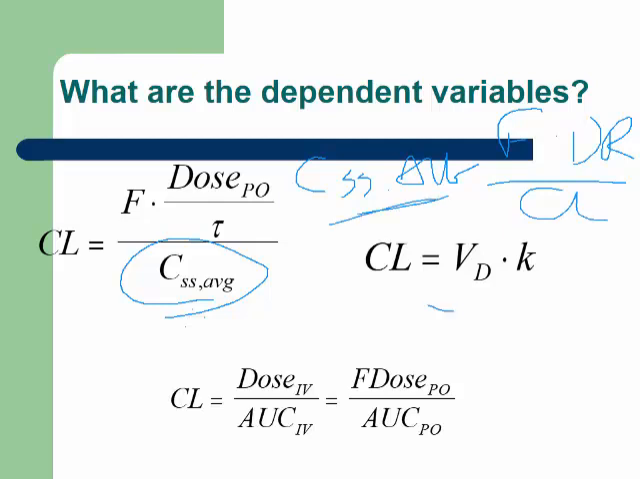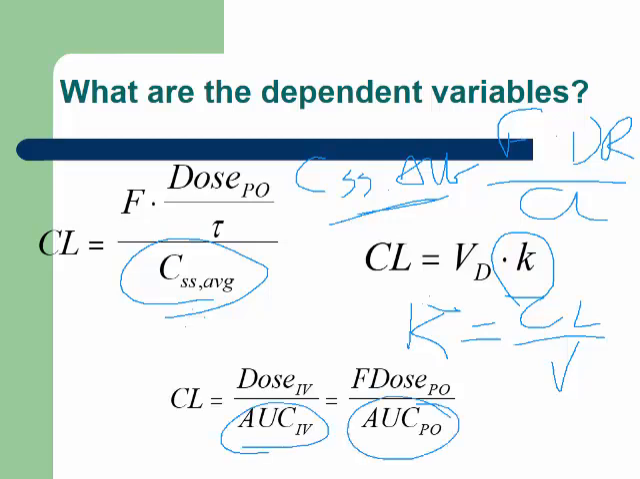Which is our dependent variable in this relationship? Hopefully you're all yelling K. Yes. Your elimination rate constant is determined by clearance and volume, isn't it? Clearance is not determined by K, and clearance is not determined by volume. Good. What's the dependent variable in this relationship? That's right, area under the curve. So we would rewrite this as area under the curve, IV, is equal to dose IV over clearance. Same thing, drug in over drug out, right? Great. So that's all for this one, guys.